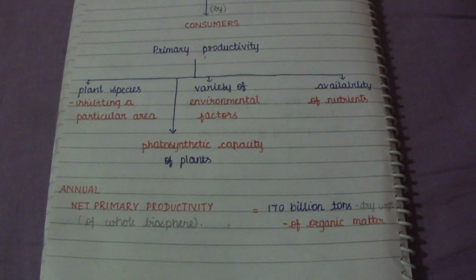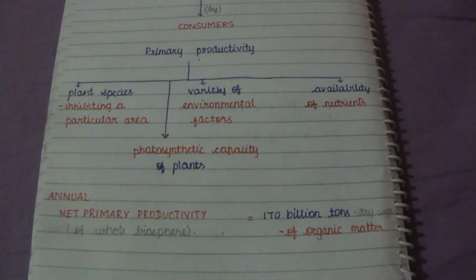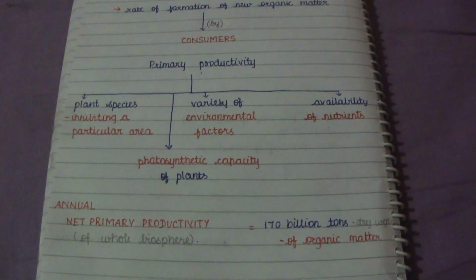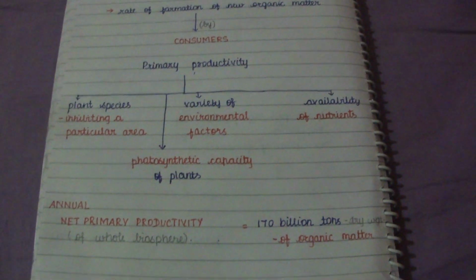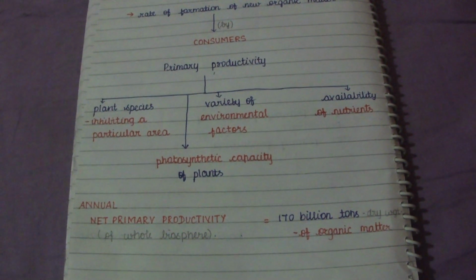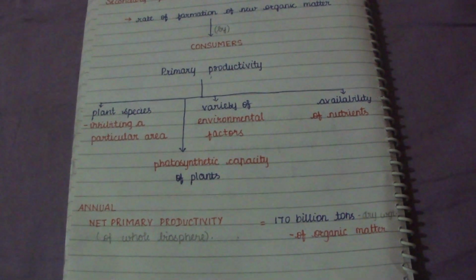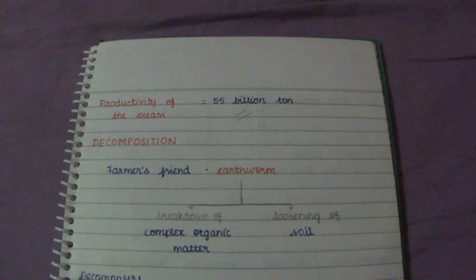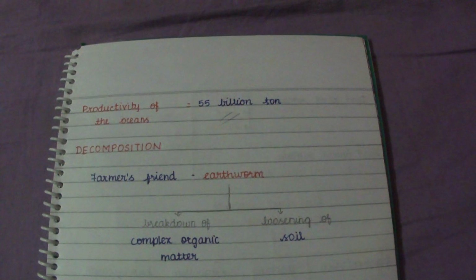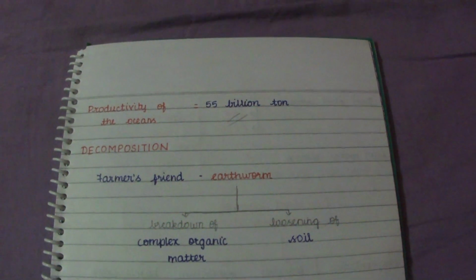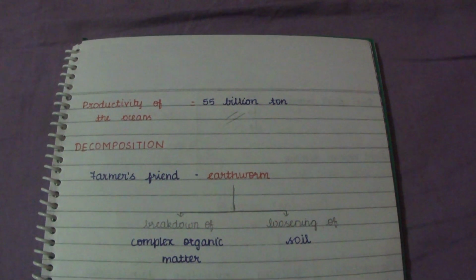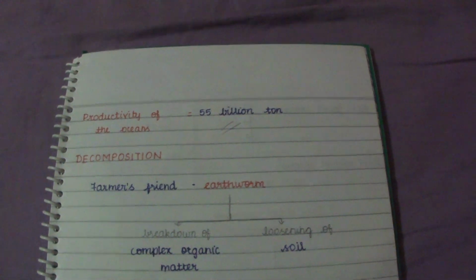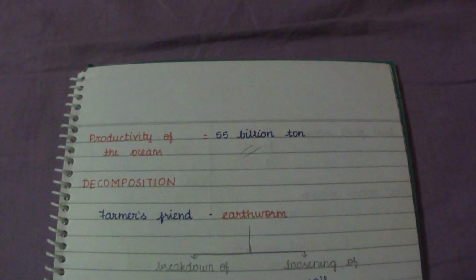When we take the NPP, the net primary productivity, for the whole biosphere, that is the global ecosystem, the annual NPP is 170 billion tons of dry weight of organic matter. Although about 70% of the Earth's surface is ocean, the productivity of the oceans is only about 55 billion tons. The rest of the productivity takes place on land.